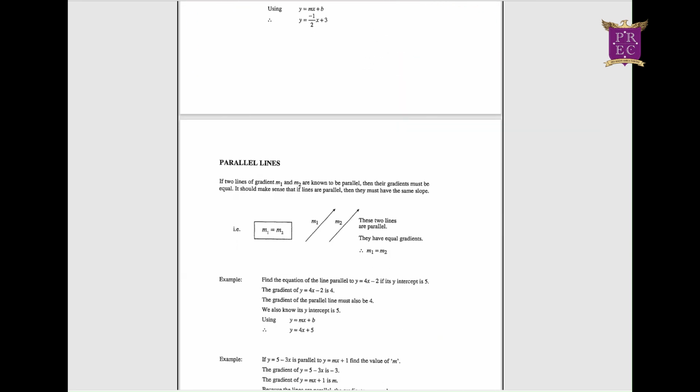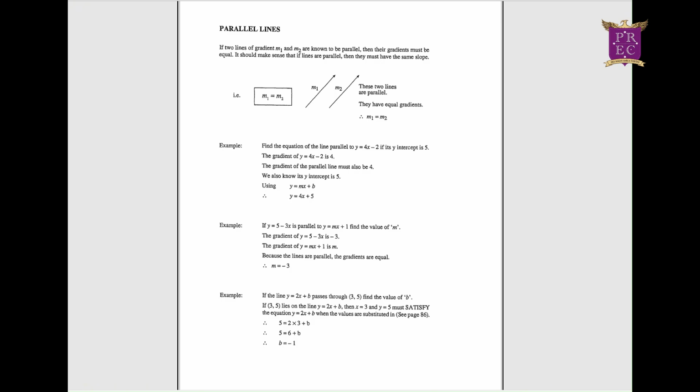Now let's have a look at parallel lines. Parallel lines are lines which have the same gradient. So if we have the lines y is equal to 2x plus 5 and y is equal to 2x minus 2, they're parallel lines. They'll never meet and they'll have the same gradients. To find out what the gradient is, we look at the term next to x and we determine if they're the same. If they're the same, they're parallel lines.